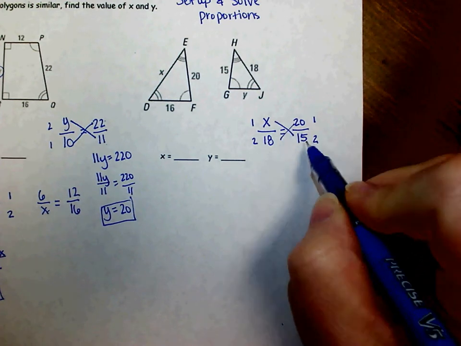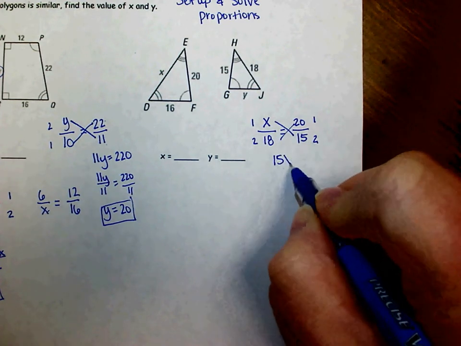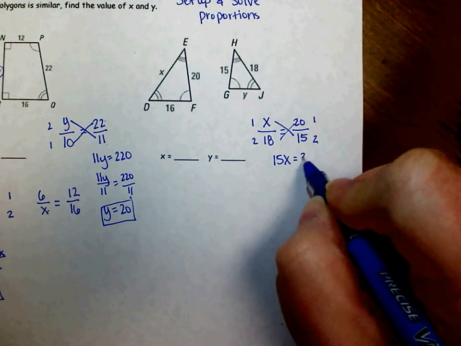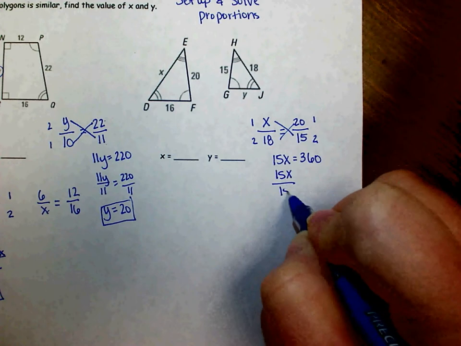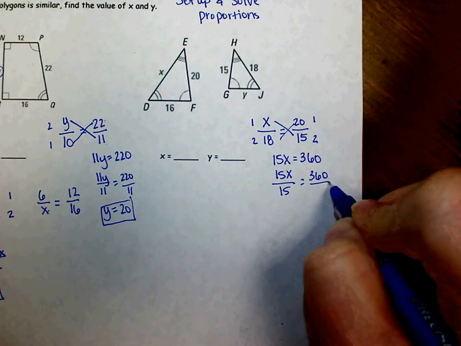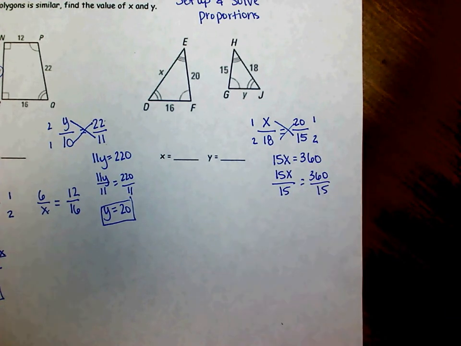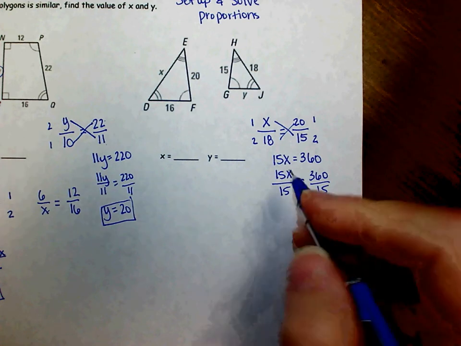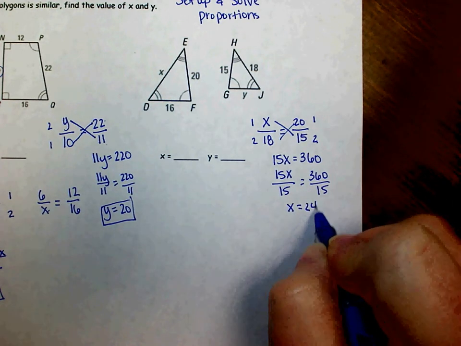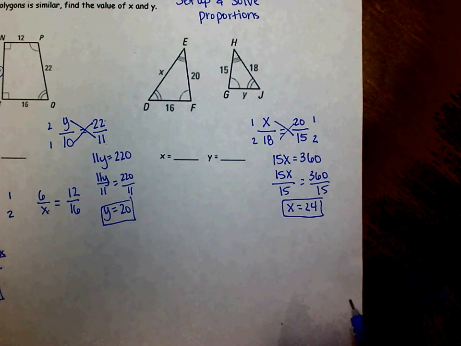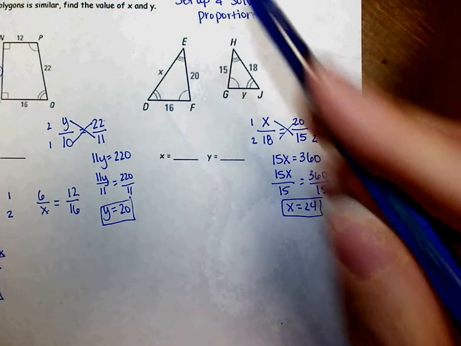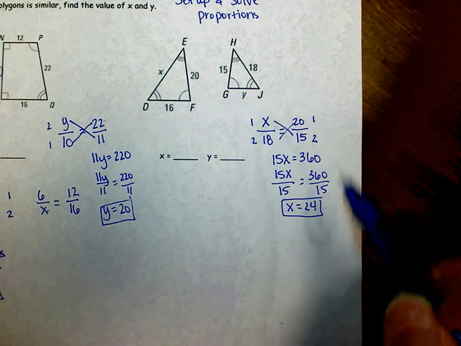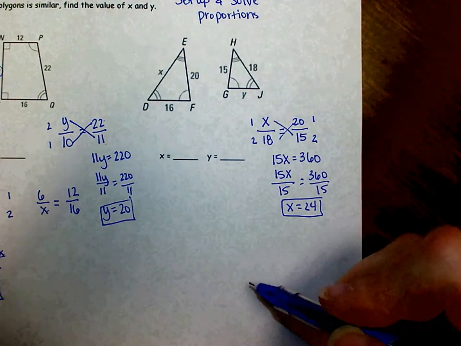So now I can cross multiply. 15 times x is 15x. 18 times 20 is 360. So I can divide both sides by 15 to get my value of x to be 24. Okay, so now I need to find y. And again, I'm not going to use the x value to find the y value, because if this is wrong, then my y would be wrong. So I definitely don't want to do that.